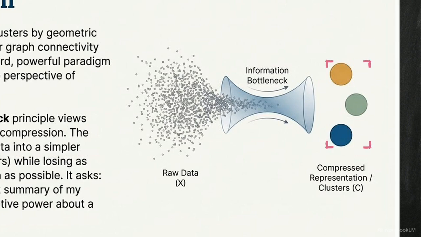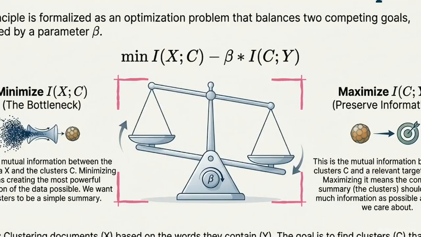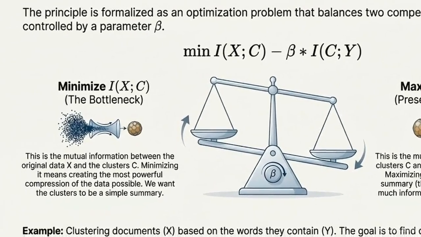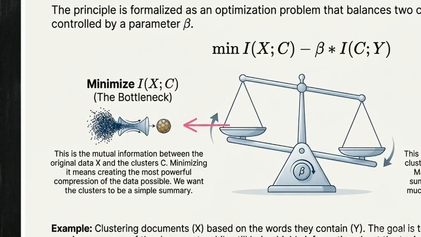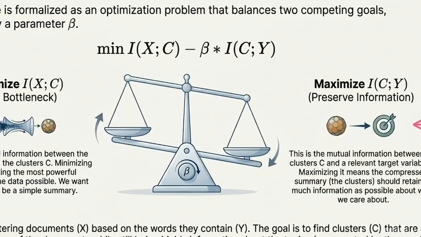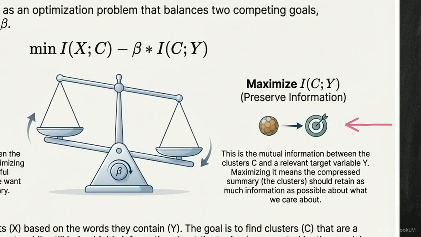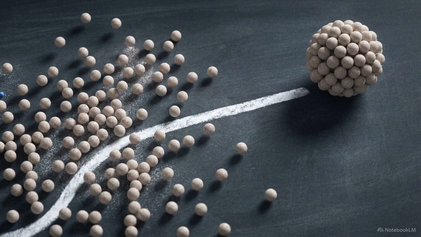This scale models our optimization problem. We are balancing two competing goals. On the left, we minimize the size of the summary to create an efficient bottleneck. On the right, we maximize preserved information to ensure the clusters retain their predictive power. In the information bottleneck paradigm, a successful cluster is defined as the most compressed representation that still preserves predictive power.